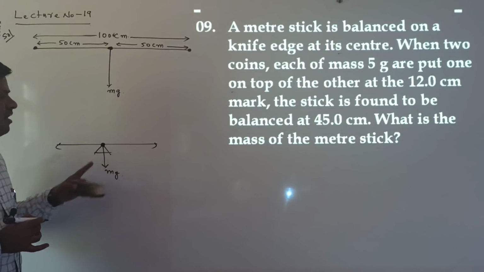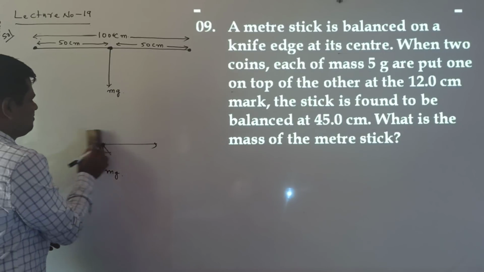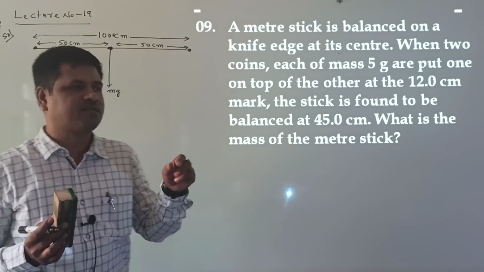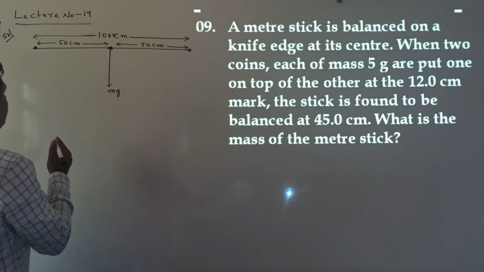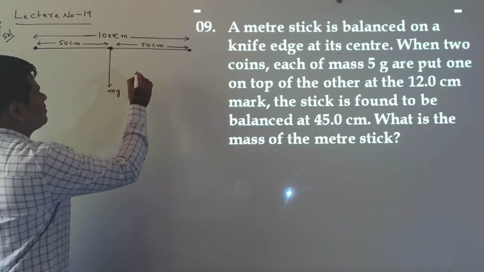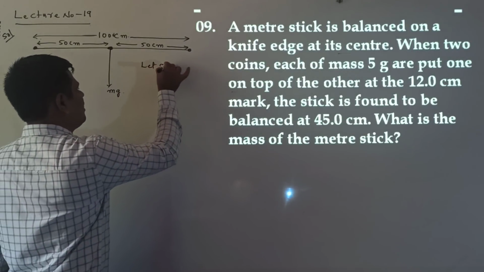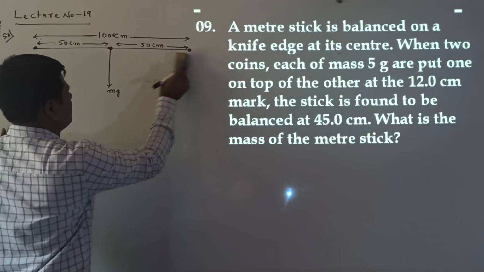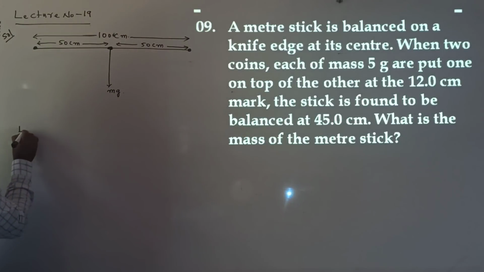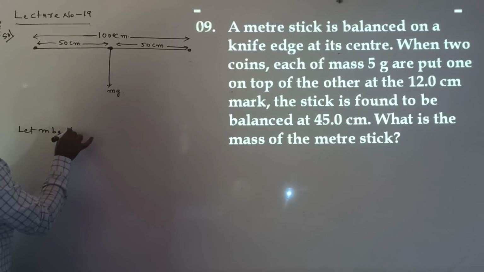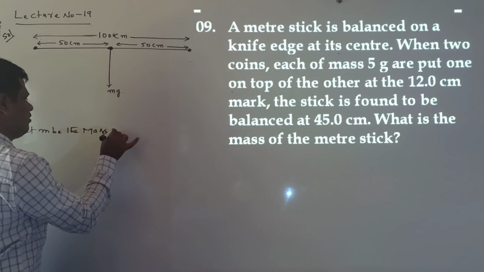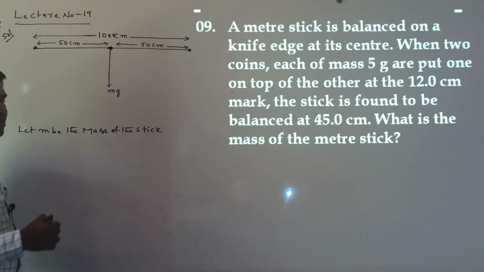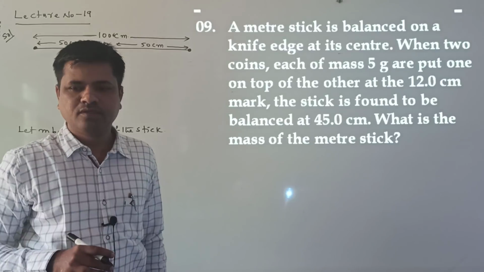Initially, the knife edge is here. Right. Now weight is acting in the downward direction because the total mass is concentrated here. Here I consider M. Let M be the mass of the stick. Mass of the stick means weight. Weight W is equal to M into g. That is what I am writing.